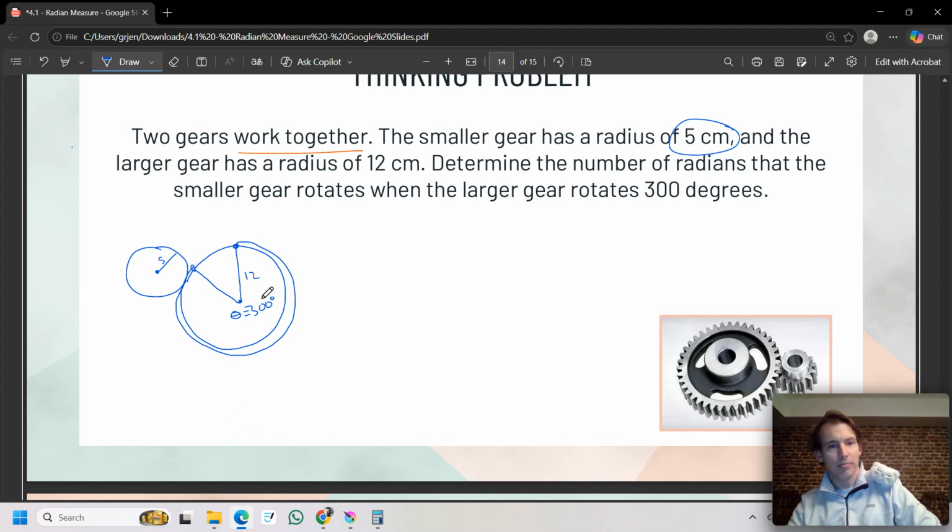Okay. So in order to find out the number of radians this goes around, and it's going to go around more than once, I hope you'll agree. It goes around more than once because for every inch one moves, the other one moves an inch. Like it's a 1-to-1. They work together. So we want to find the length of this arc, and that's going to be equal to theta measured in radians multiplied by 12 centimeters.